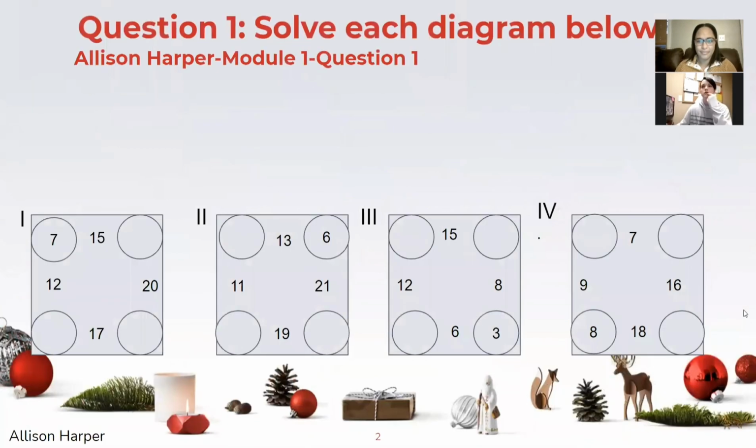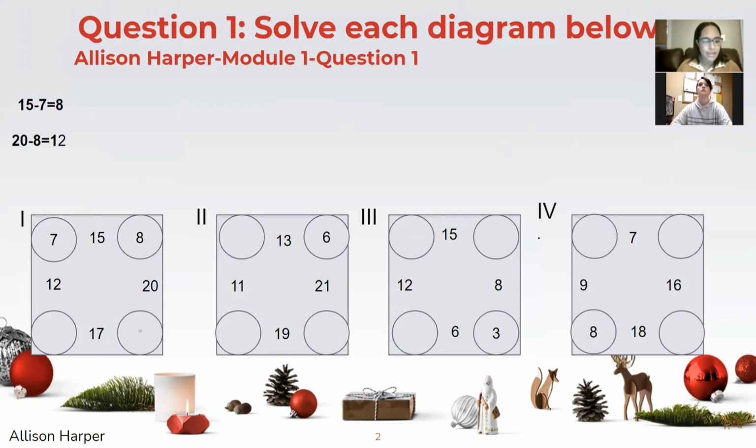For question 1, Allison, solve each diagram below. Okay, so for these diagrams below, the concept is the two numbers in the circle added together are supposed to equal the number in the middle. So to figure out our first circle, we are going to take 15 and subtract 7 from it, and we get 8. Same for the next.